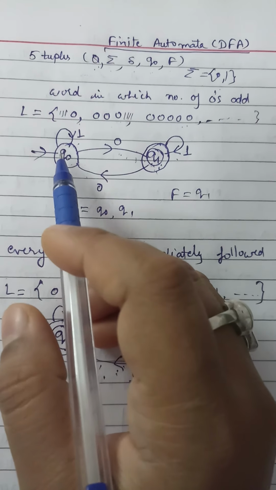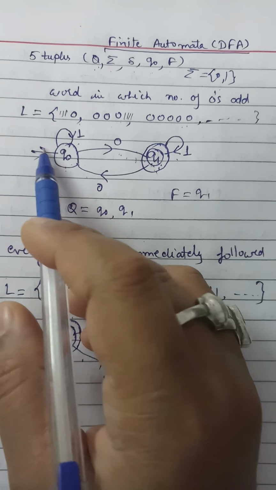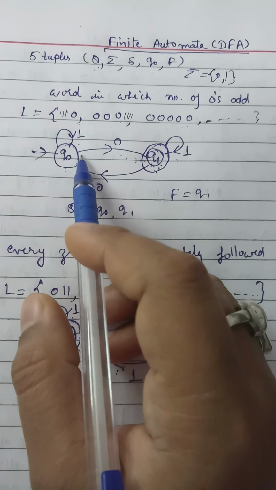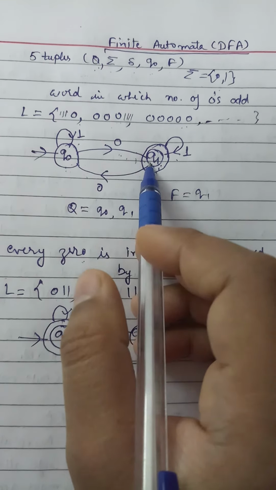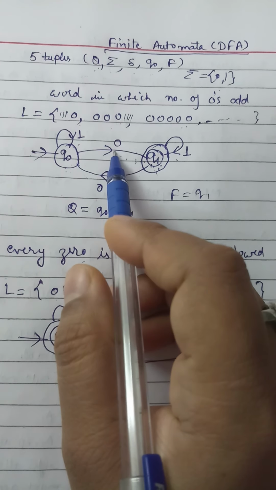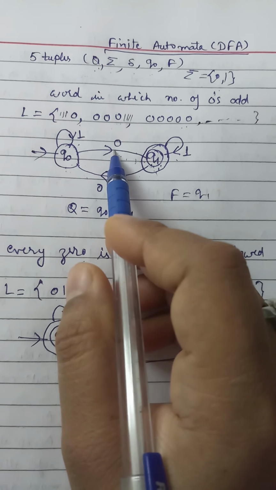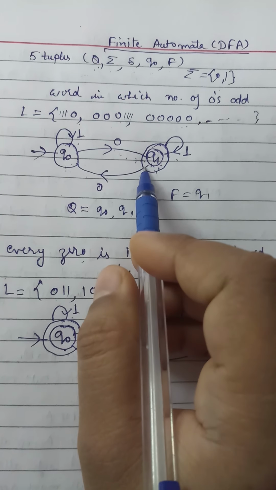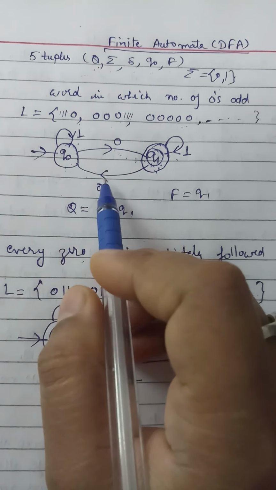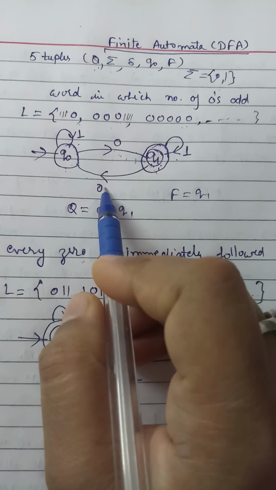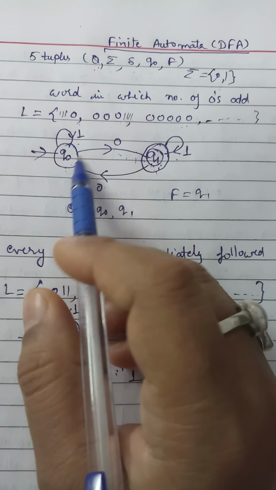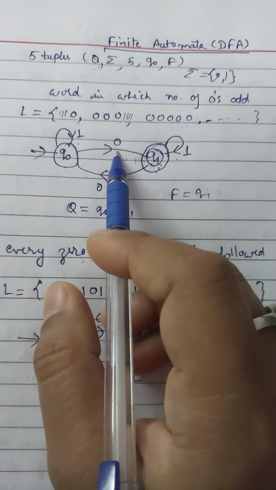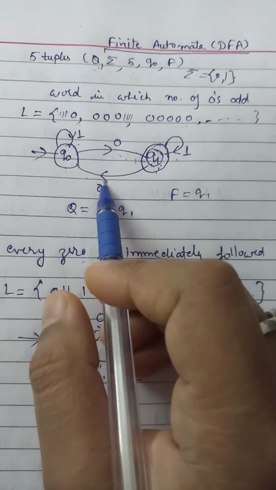Initially we take Q0, which is the initial state. We can define it like this, and we move from Q0 to Q1 with a 0 transition. So we will get one 0, and if we need 3 zeros, then we take another transition from Q1 to Q0. We get another 0, and then again we move from Q0 to Q1 for another 0. In that way we will get 3 zeros.